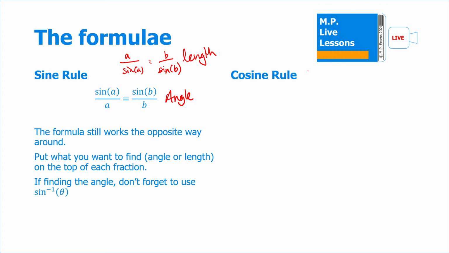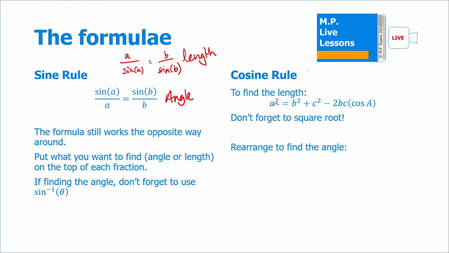Now, for the cosine rule, to find the length, you'd use this formula, which will still be given on your formula sheets. And don't forget this pesky square at the right here. So that means you don't forget to square root. And if you rearrange this whole formula, you could try and find the angle A by using this. And again, since you find the angle, don't forget to use the inverse function. In this case, cosine minus 1.